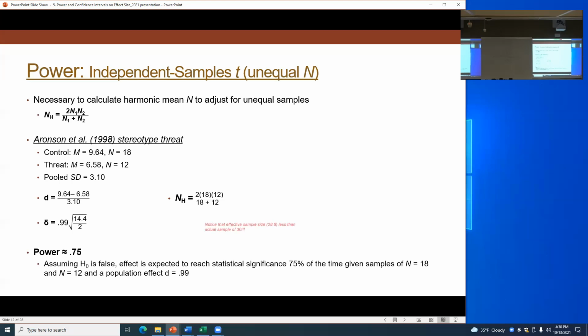Now, the thing to be aware of is, notice what happens to my effective sample when I have an unbalanced design. Here I've got 30 people in my sample, 18 here, 12 here. When I calculate my harmonic n, what I end up with is 14.4 people per group. If I multiply that by 2, I end up with an effective sample that's less than the actual number of people that I collected. Based on this, what can we infer about the effect of unequal samples on my power? Emily?